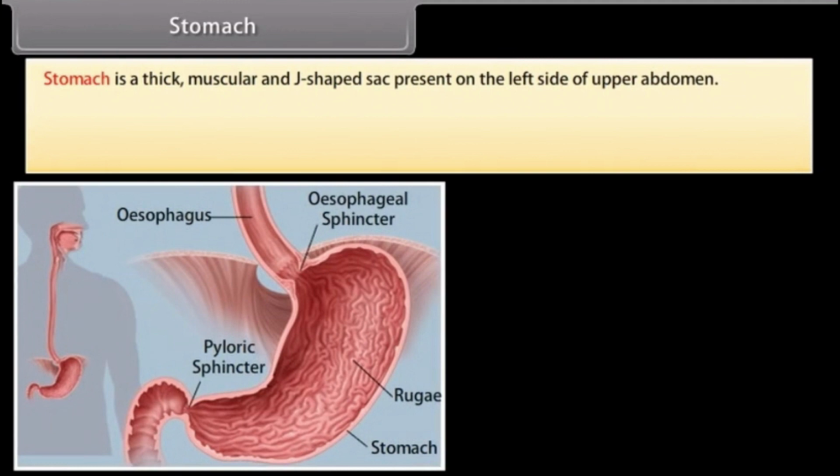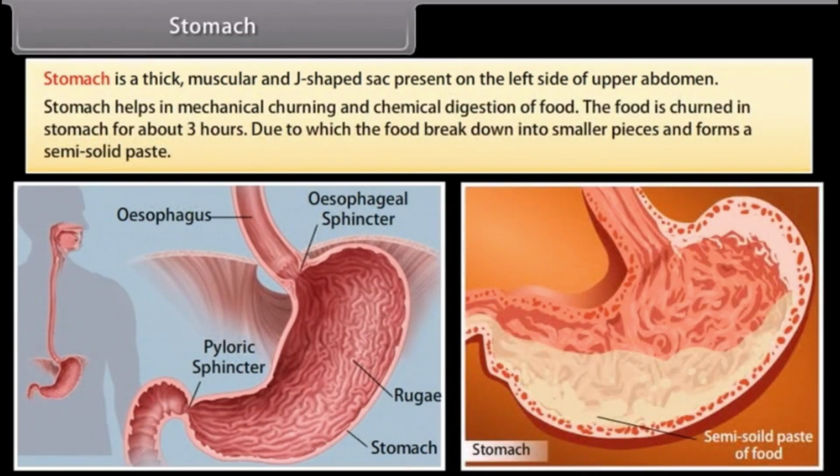Stomach. Stomach is a thick, muscular and J-shaped sac present on the left side of the upper abdomen. Stomach helps in mechanical churning and chemical digestion of food. The food is churned in the stomach for about 3 hours, due to which the food breaks down into smaller pieces and forms a semi-solid paste.